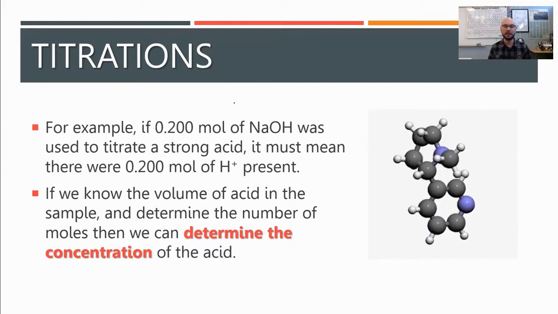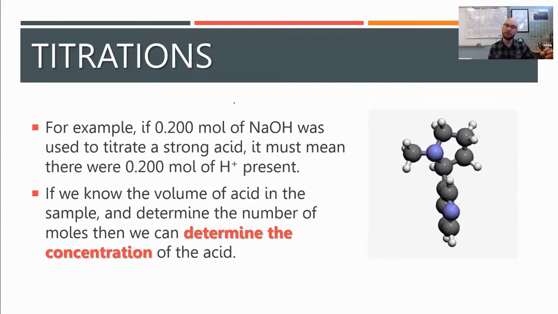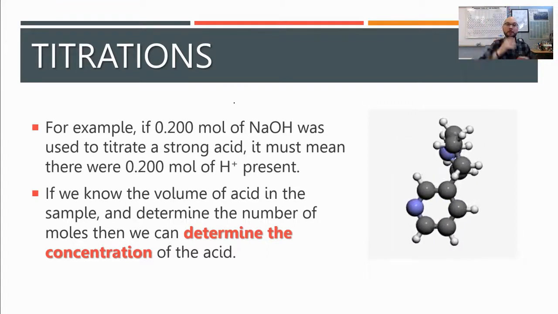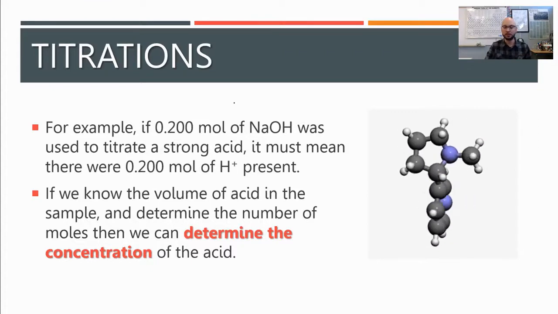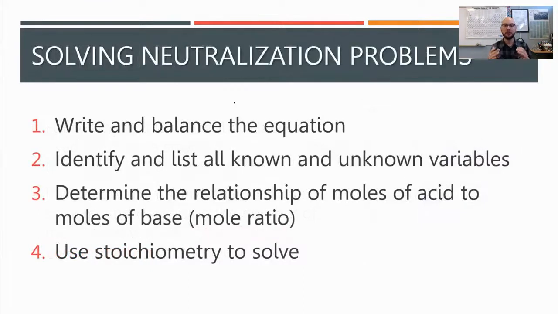If we know the volume of the acid in the sample, right, in the video it said 20 milliliters, and we know the number of moles of H plus, we can figure out the concentration of the acid. So these are the steps to solving a neutralization equation. We're going to write and balance an equation. We're going to figure out our unknown and known variables. We're going to determine the relationship between the moles of acid to the moles of base.